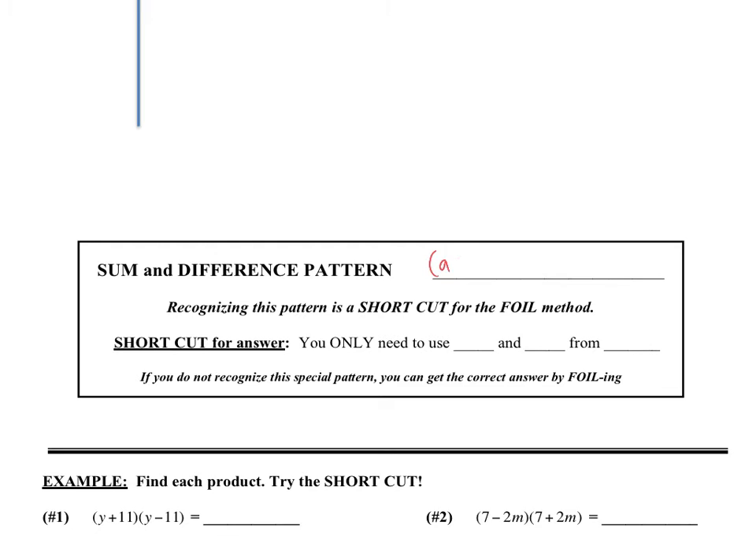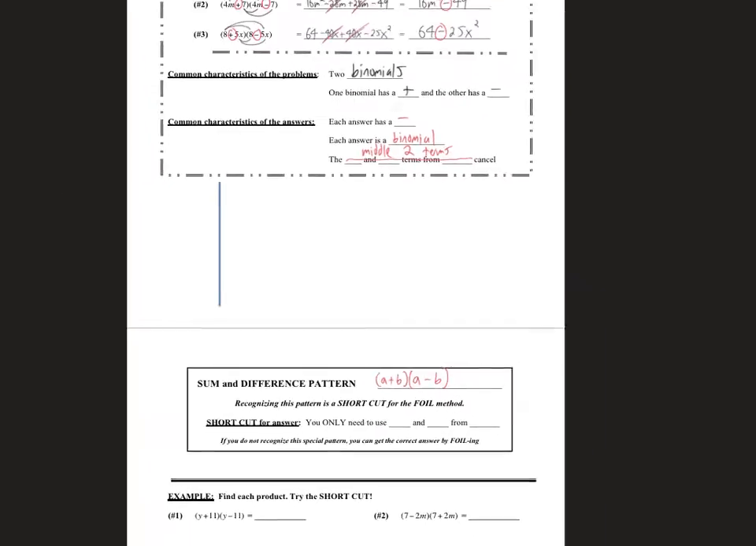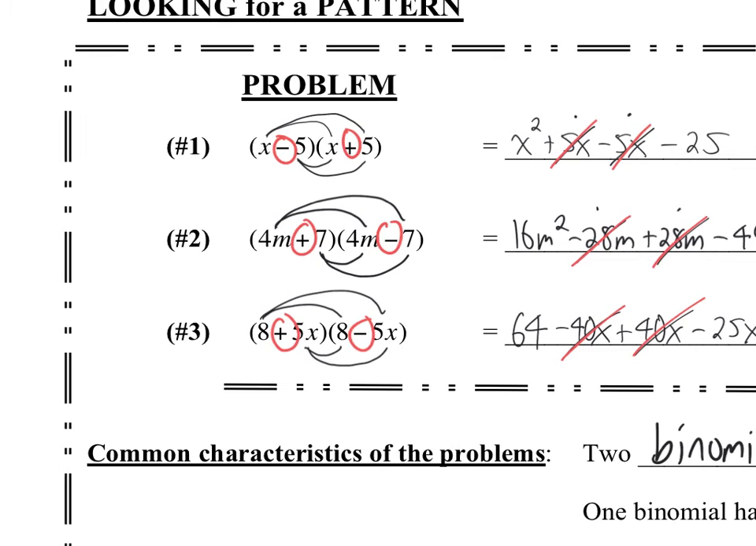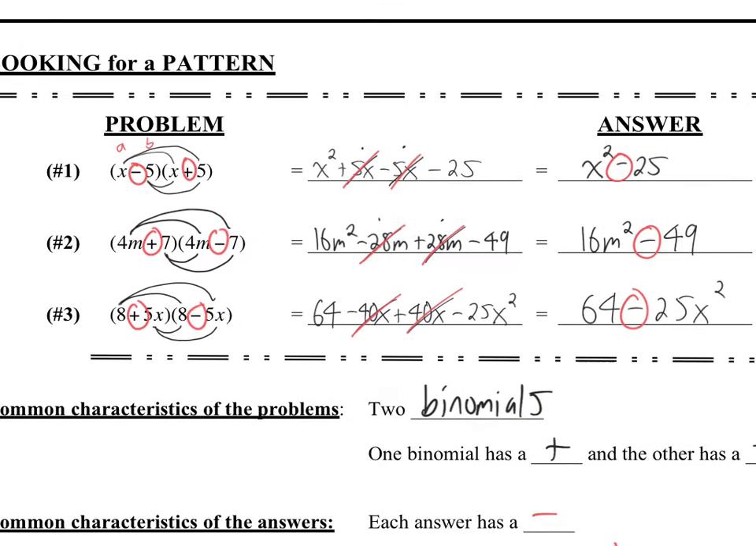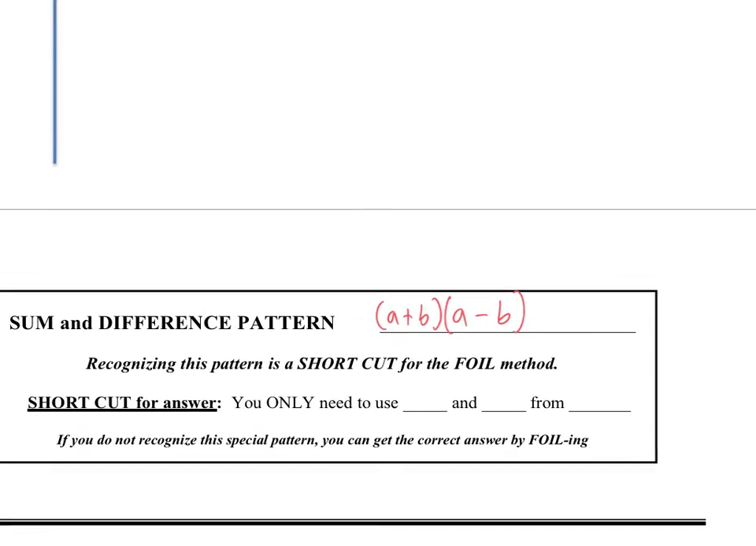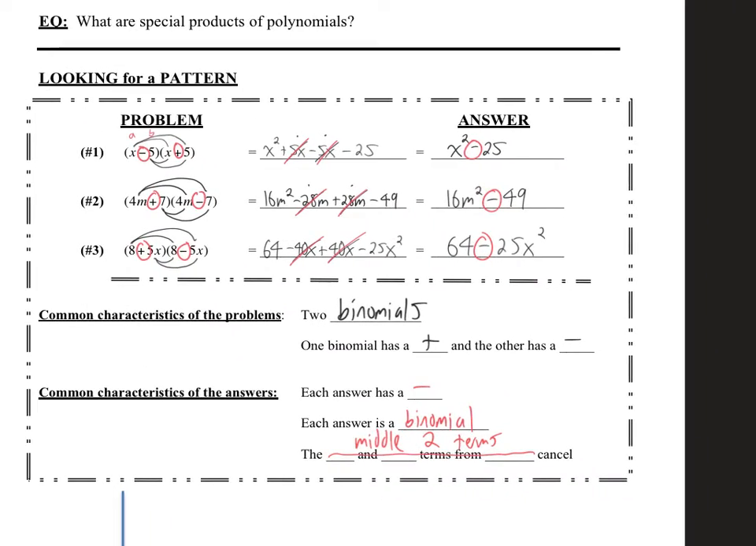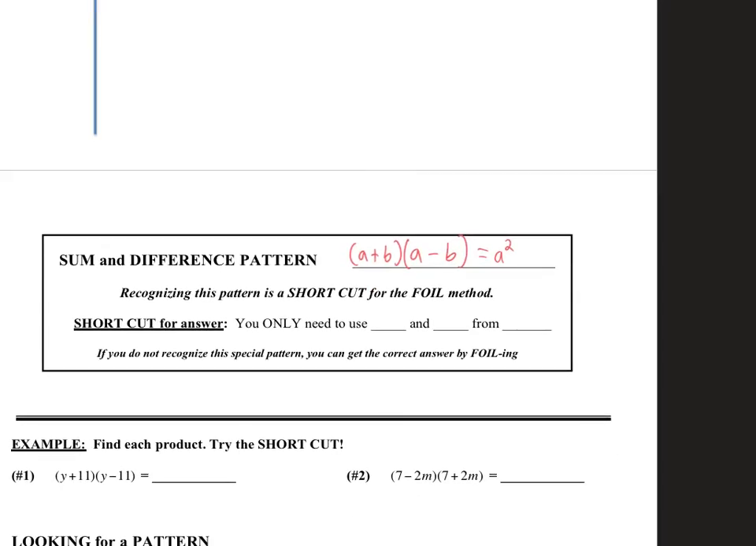So if we had, it's going to be a plus b. This is just a general formula here. We had a plus b times a minus b. What's the pattern going to be? Well, if we look up here, if x is a and 5 is b, we got a minus b times a plus b here. What is x squared? If x is a, what's x squared? Well, that's going to be a squared. So it equals a squared. And then if b is 5, what is 25 going to be? Well, that's going to be minus b squared.